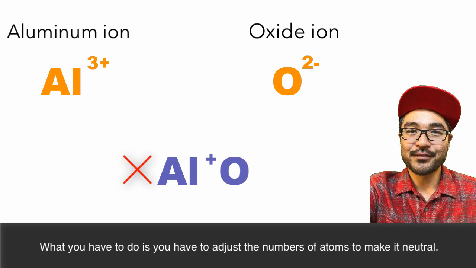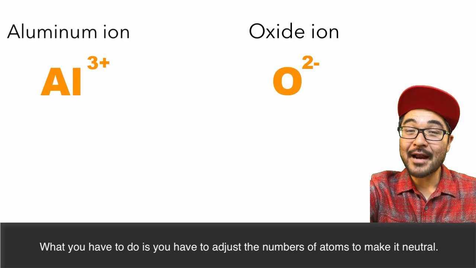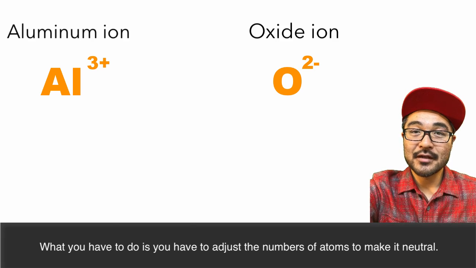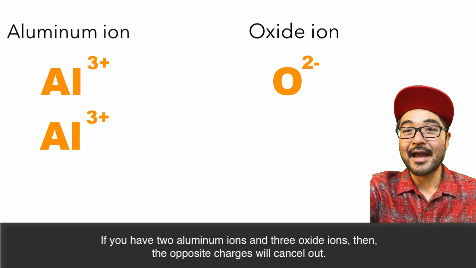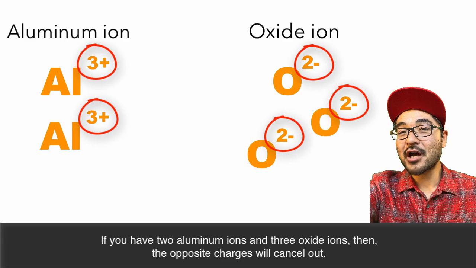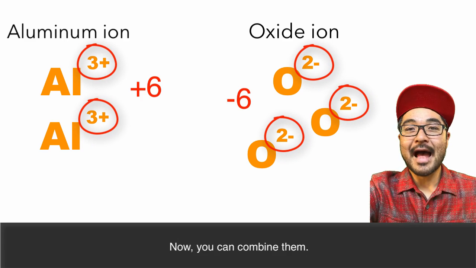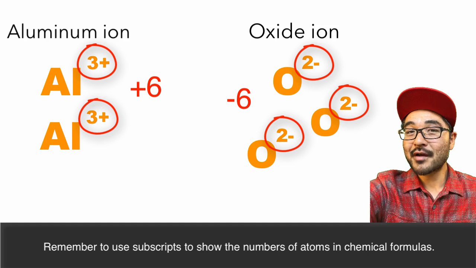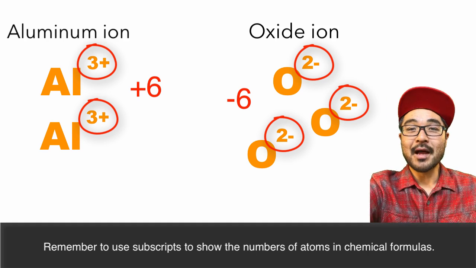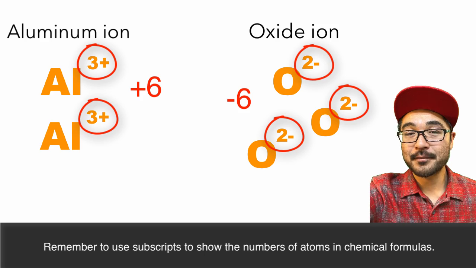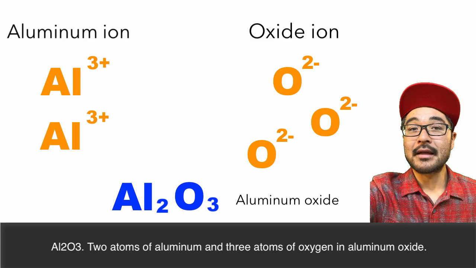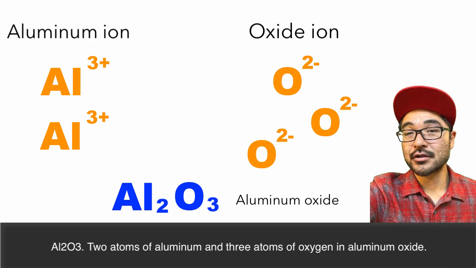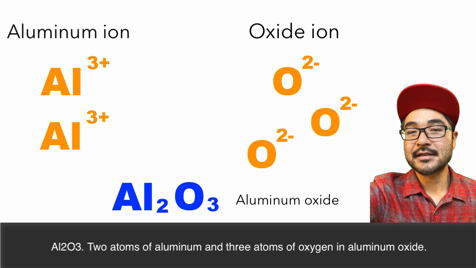So what you have to do is adjust the numbers of atoms to make it neutral. So if you have 2 aluminum ions and 3 oxide ions, then the opposite charges will cancel out. Now you can combine them. Remember to use subscripts to show the numbers of atoms in chemical formulas. Al2O3, 2 atoms of aluminum and 3 atoms of oxygen in aluminum oxide.